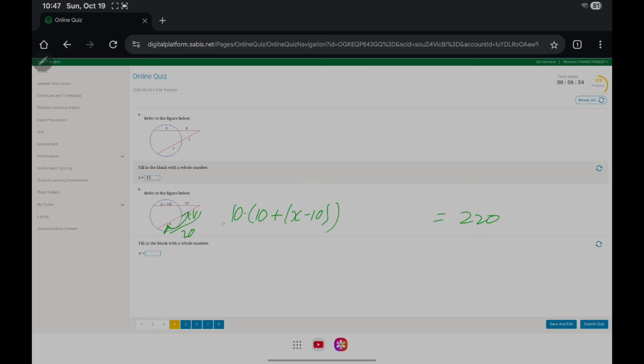Alright, and if you simplify this part, we'll get 10 plus x minus 10, which just leaves you with x here, so it's 10x equals 220. Alright, and x is going to be equal to 22.